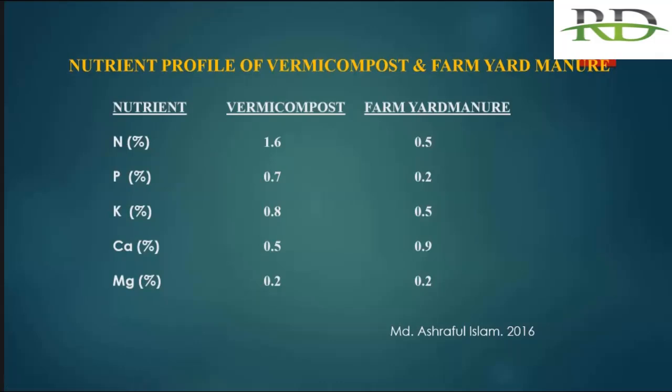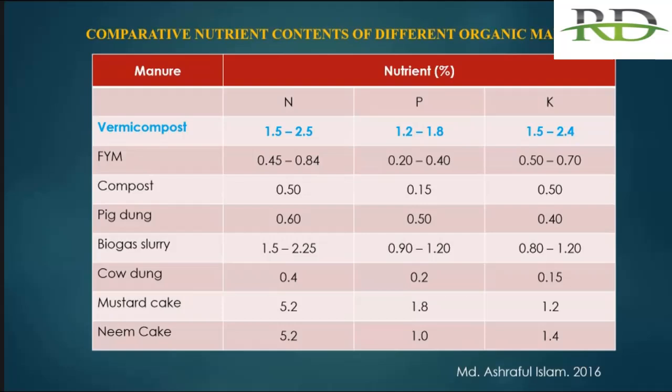Another one is the comparative nutrient content of different organic manures. When compared to other organic matter like farm-made manure, compost, pig dung, biogas slurry, cow dung, mustard cake, and neem cake, vermicompost has the highest nitrogen, phosphorus, and potash percentage. This is also taken from the same article.